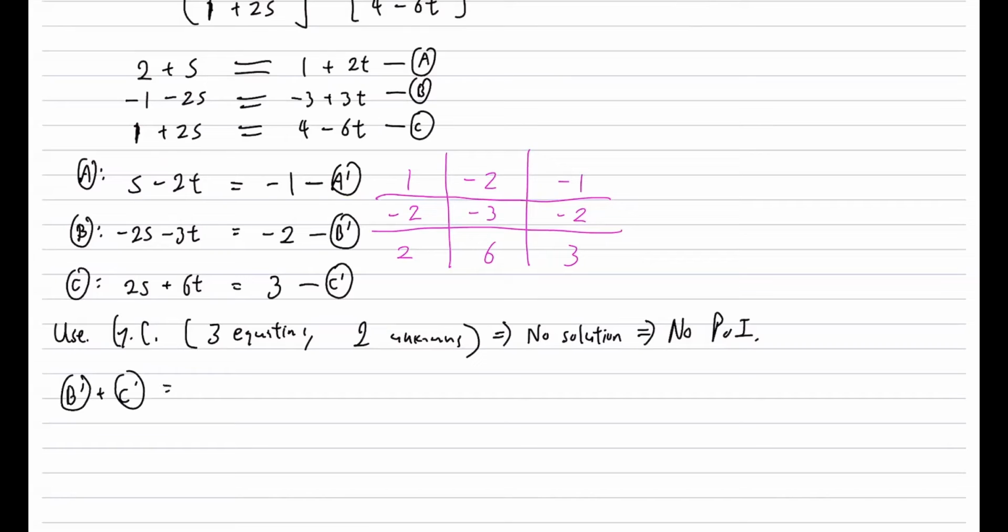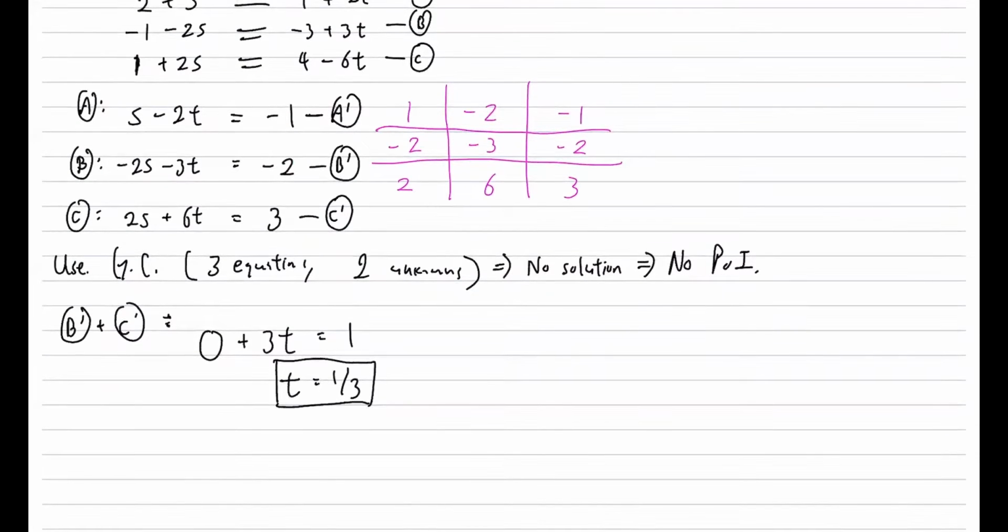Let's take B prime add on to C prime. What happens? Minus 2s plus 2s, so it's 3t. 3t equals? Add them. Minus 2 plus 3? One. Just a 1. So t equals 1 over 3. Now let's say we substitute this into equation B prime.